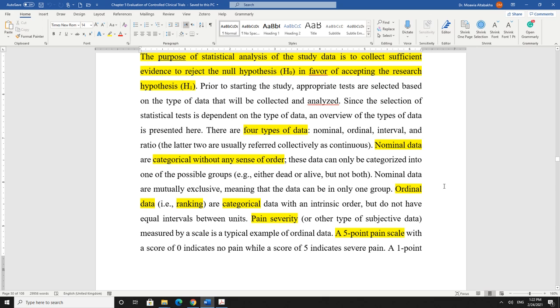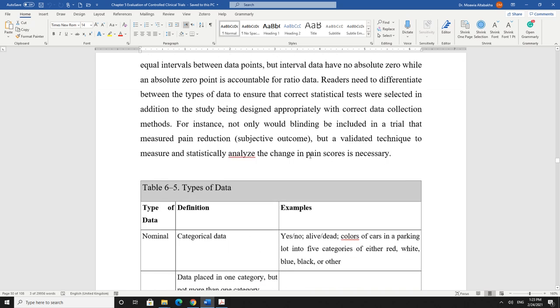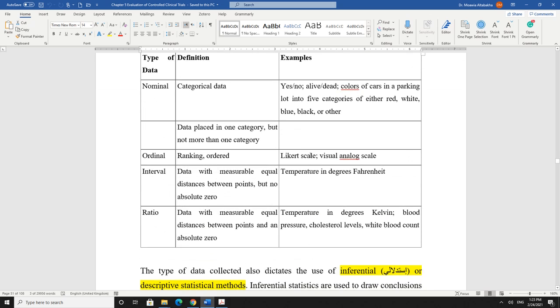Now for other materials, the freezing point will not be 0. It will be something else. So it's not a real 0. So when we talk about ratio, we are talking about, for example, cholesterol, blood pressure, where 0 means 0, okay? While interval data don't have a real 0, okay? But as I told you, we deal with them in the same way. Now, depending on that, we will carry out the analysis.